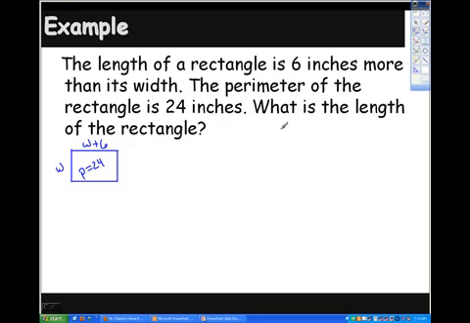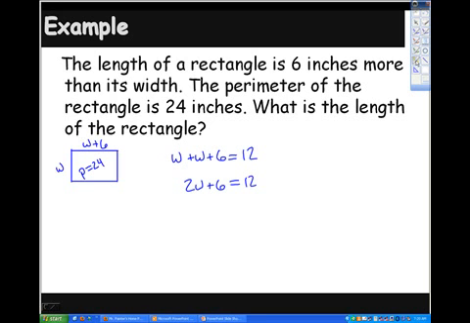Well, I know that if I add up all the sides, I get the perimeter. So if I add up one width and one length, I should get half the perimeter. So if I take a length plus a width, the length is W plus 6, the width is W, that should equal half the perimeter, or 12. Now we have an equation to solve. Let's solve the equation. W plus W is 2W plus 6 is equal to 12.